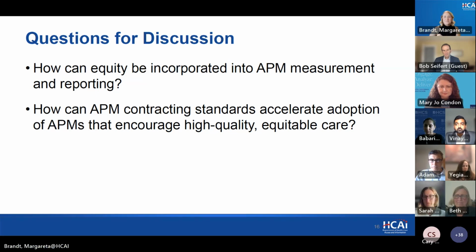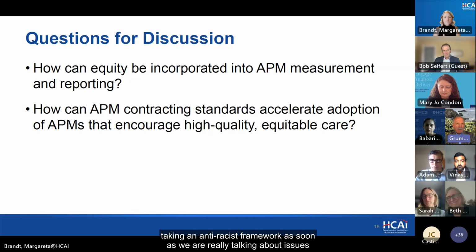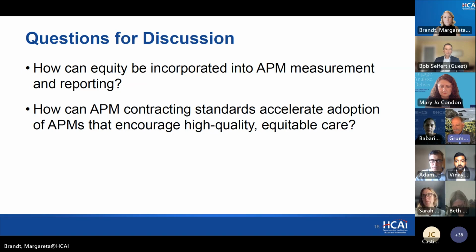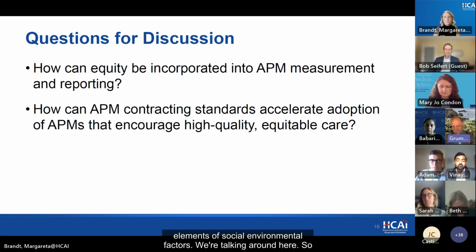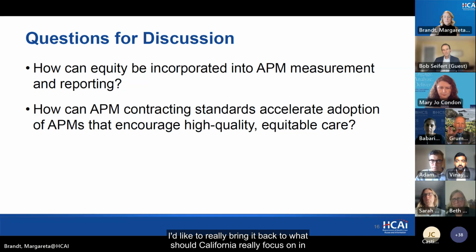Thanks. I think there's so much in this area, and I think we have to be honest about taking an anti-racist framework as soon as we are really talking about issues around race, ethnicity, among the other elements of social and environmental factors we're talking about here. So I'd like to really bring it back to what California should really focus on in the context of this discussion, which is around alternative payment models, right?